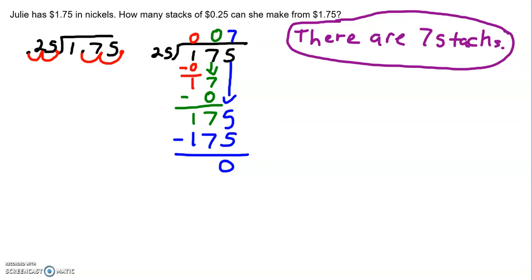All right, now that we have that in our notebook, let's look at another example. So here we have 85 and 4 tenths divided by 2 and 135 thousandths. Okay, so the first thing I do is I create my house. I put my divisor on the outside, 2 and 135. Actually, I'm going to erase this because I didn't give myself enough room.